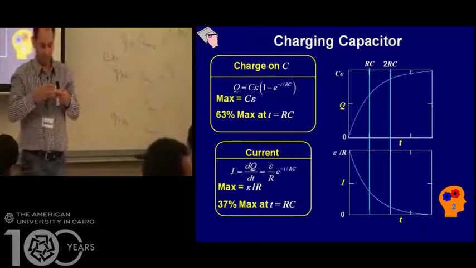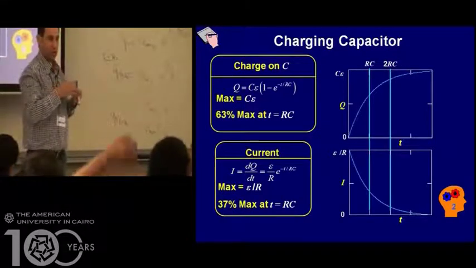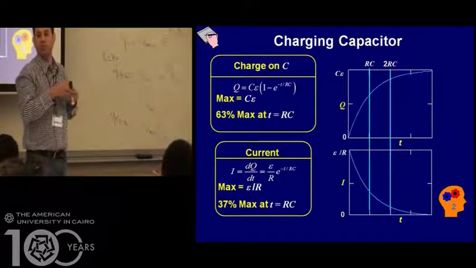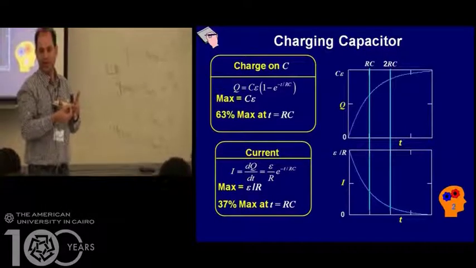Okay. So after one time constant, the charge goes to maximum really fast, after only one time constant. But now you get only 37% on there after one time constant.